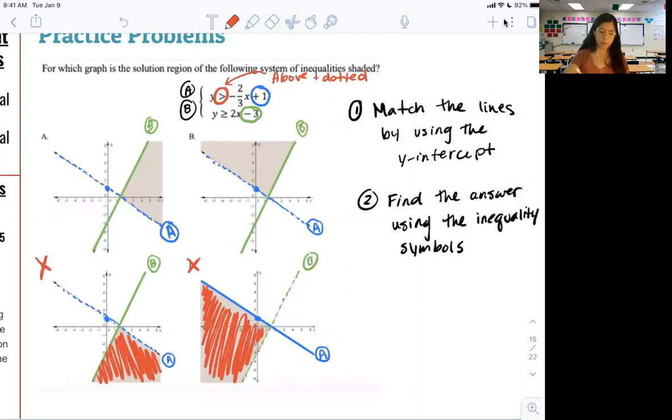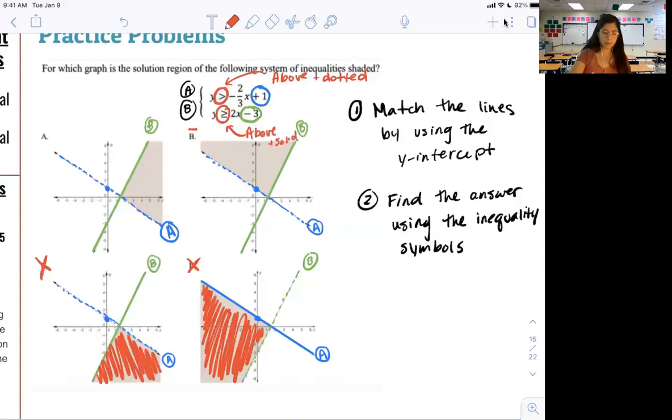And then for inequality B, it's a greater than or equal to. So what does that have to be? It has to be on the left side. But more than that, say above or below? Above and solid. And that leads me to my answer, which is going to be answer choice B.